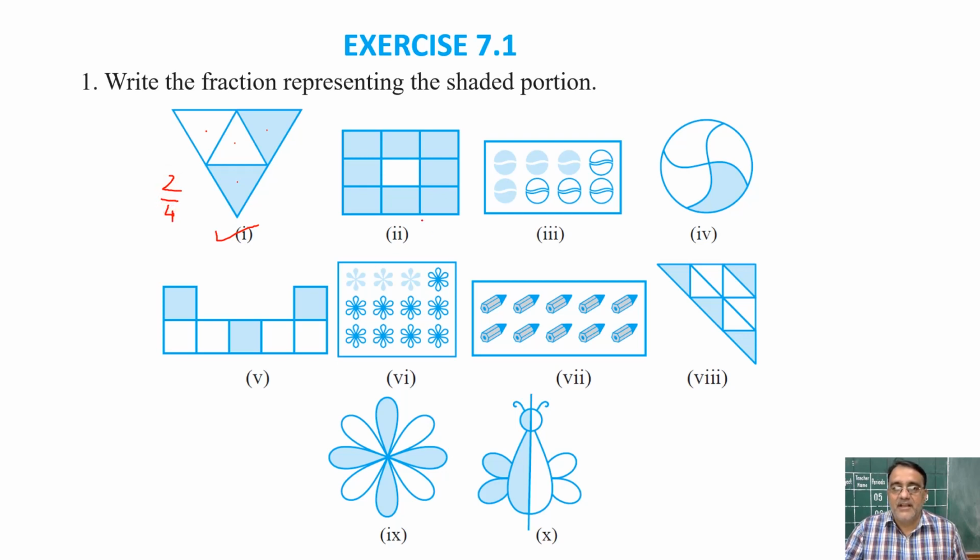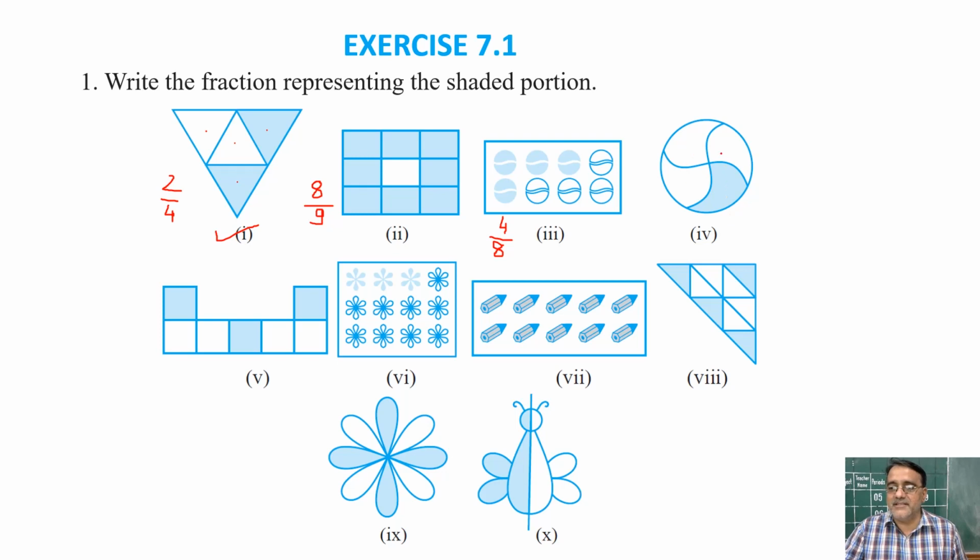Next. How many total equal parts are there here? 9. How many parts are shaded? 8. So the fraction is 8 by 9. Here total number of parts are 8 and 4 are shaded. So 4 by 8. Now let us move toward the fourth one.